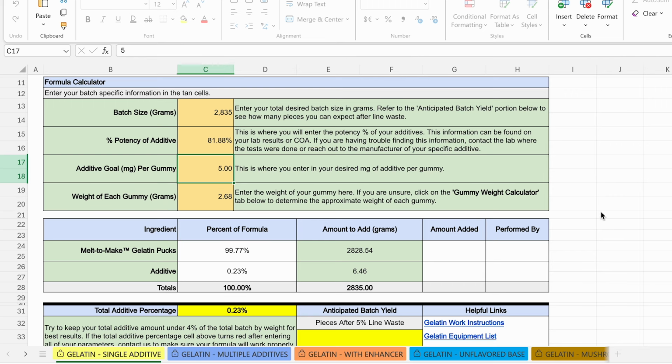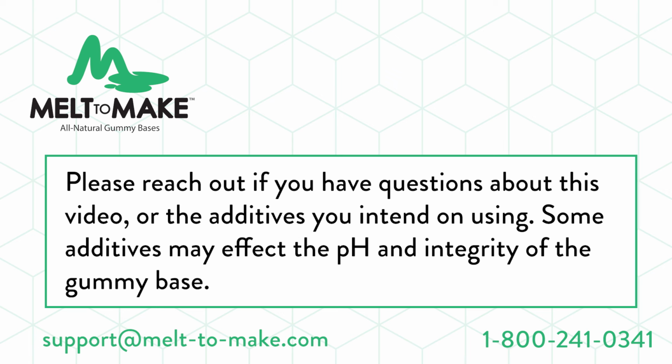If you enter in the information for your desired formulation and the total additive percentage cell turns red, that means the formula you are designing exceeds these recommended limits, and you may want to give our technical team a call to discuss the feasibility of your formula. Please reach out if you are unsure about any of the additives you plan on using, as some additives may affect the pH and integrity of the base. We are more than happy to help answer your questions throughout your formulation process.